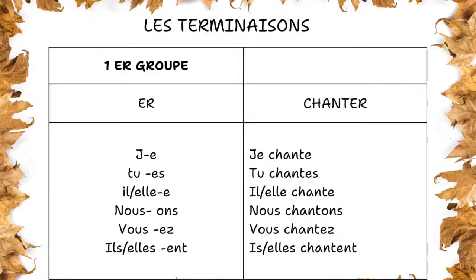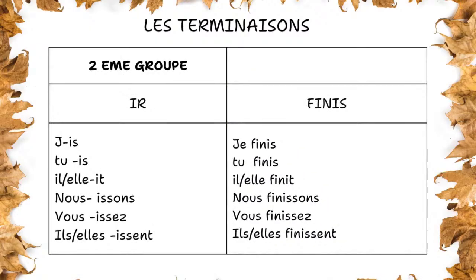Now let's look at the deuxième groupe, les verbes en IR. Alors on va identifier le stem. We are going to identify the stem by removing IR à l'infinitif, and then we're going to add the endings of IR verbs. So this is going to be je finis, tu finis, il, elle finit, nous finissons, vous finissez, ils, elles finissent.